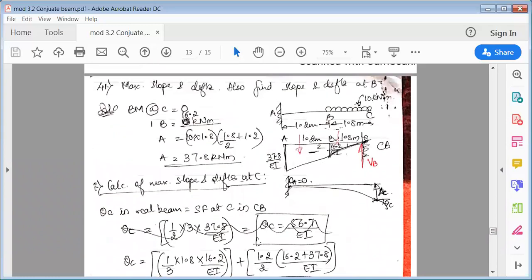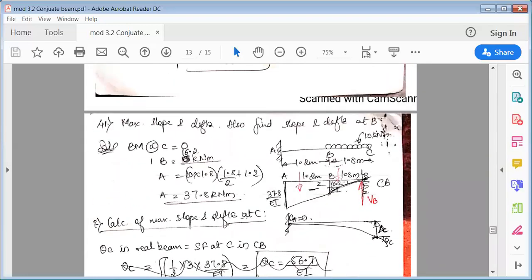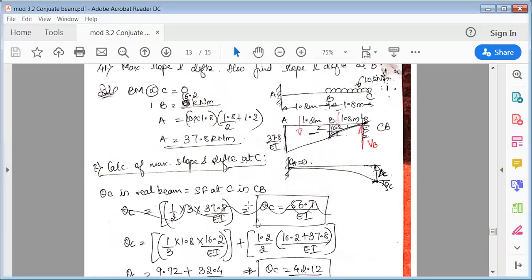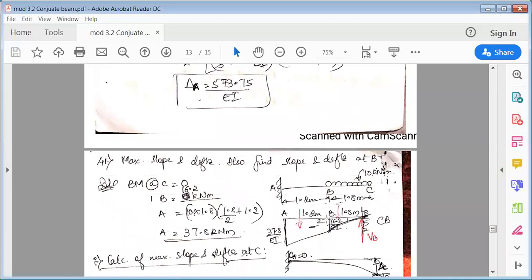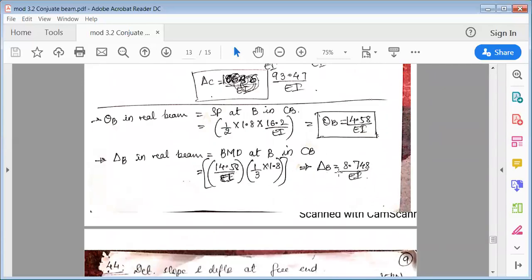Next, delta B. Delta B in the real beam is equal to the bending moment at B in the conjugate beam. The area we've already calculated here. Then from this portion, if you measure, it is 1/3 of the base, because we are measuring with respect to B. So you have to measure from this side of the triangle. So it is 1/3 of the base, 1/3 of 1.8. When you simplify this, you'll get delta B.